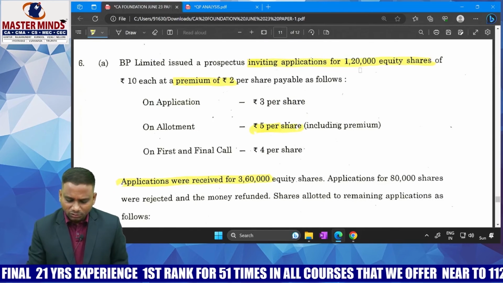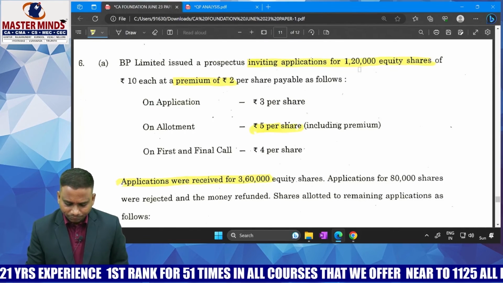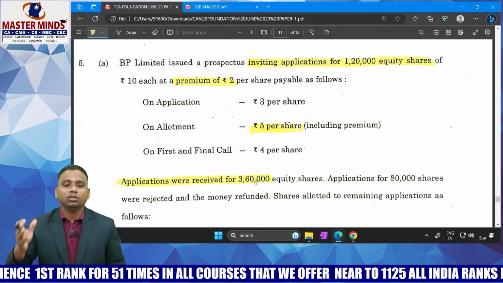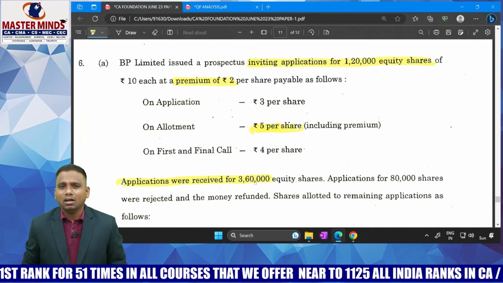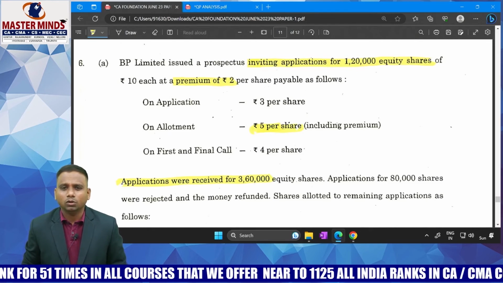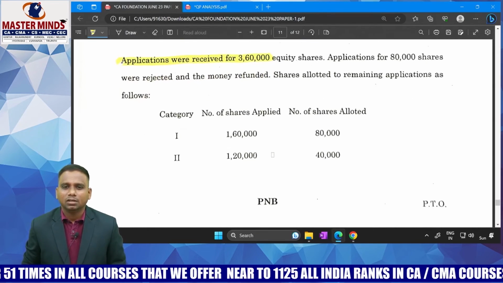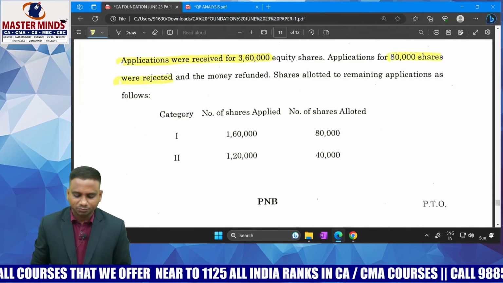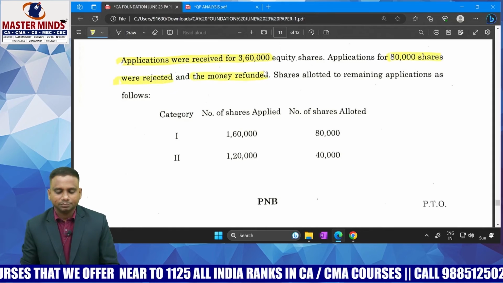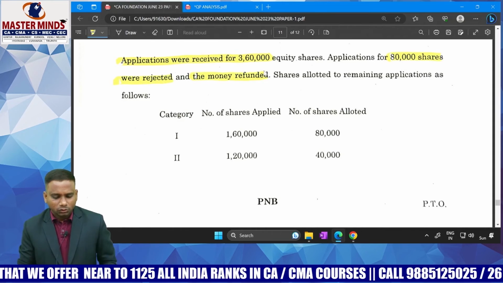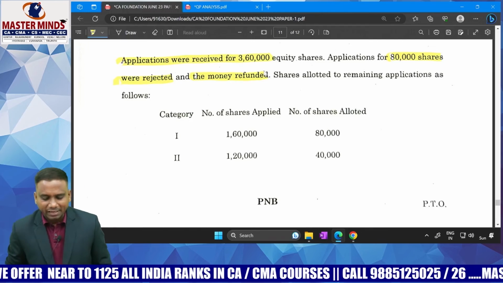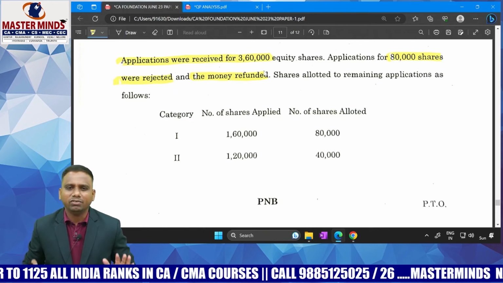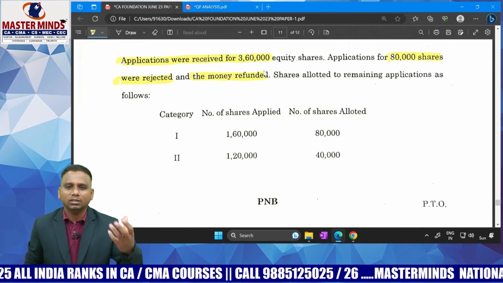For how many shares did we receive applications? We issued 1,20,000, but we received for 3,60,000. That means for 2,40,000 extra shares we received extra application money. How are you going to deal with that? Applications for 80,000 shares were directly rejected and money refunded. So 3,60,000 minus 80,000 is 2,80,000. For the remaining 2,80,000 shares we have application money. How are we going to deal with that?